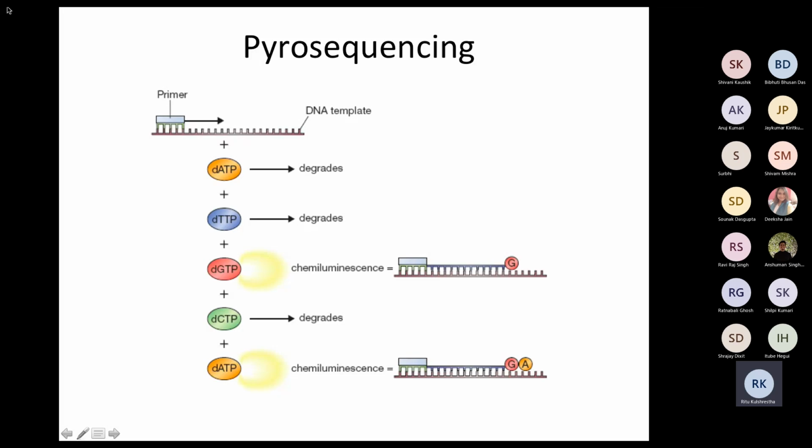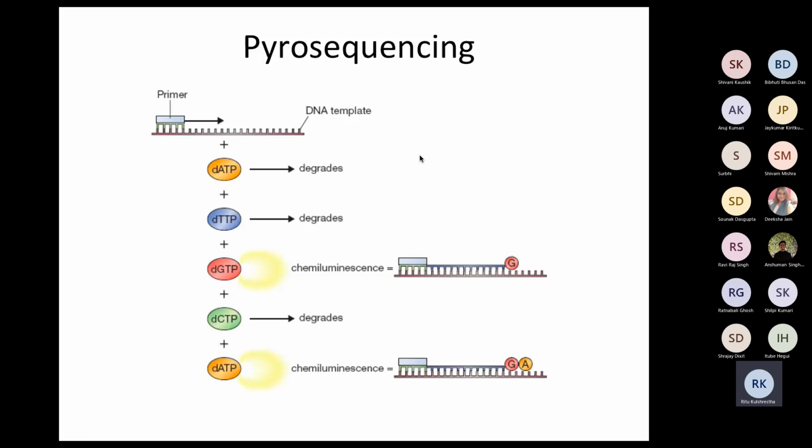But then the idea came: how about, as and when a nucleotide is being attached here, we get to know of the sequence? We get to know of the identity of the nucleotide which comes and makes a phosphodiester bond with the primer, and with the next, and with the next, and with the next. So as and when the nucleotide comes, if we can know its identity, that was the idea behind pyrosequencing.